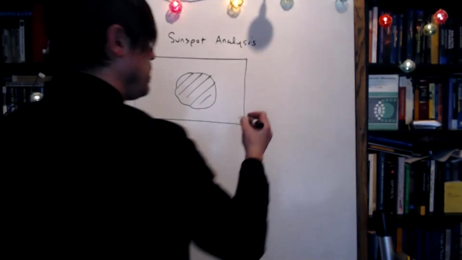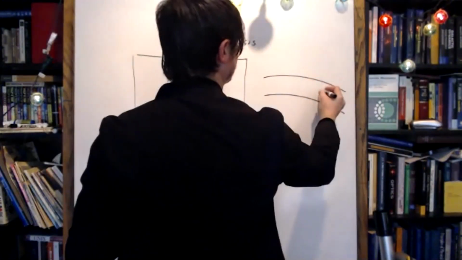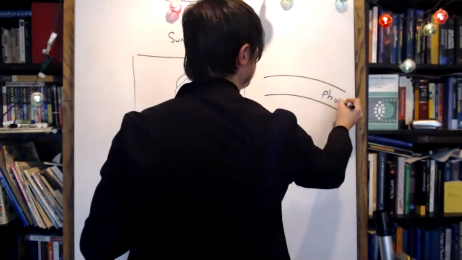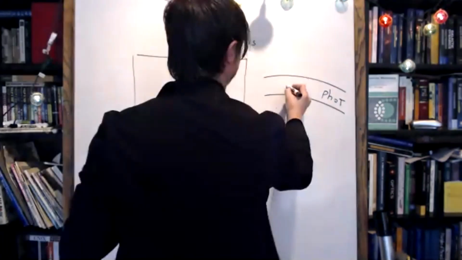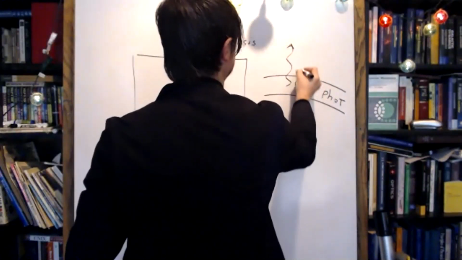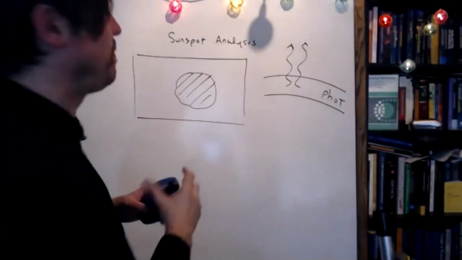By the way, normally at the photosphere of the sun, so here's the photosphere, light is shining into space. So here's visible light coming from the photosphere. And you guys will remember the photosphere glows like a black body.